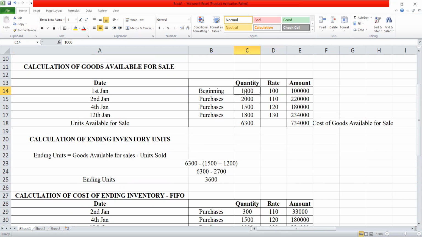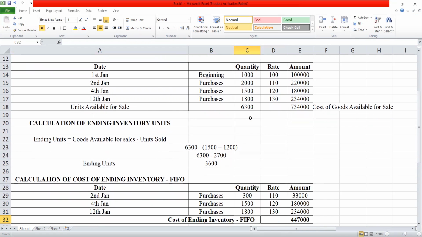So therefore, it is understood that the units we purchased last should be available in our warehouse. So let's calculate it from the end. Here is 1,800 units in the last. So we put that 1,800 units here as well, at 130, which comes to 2,34,000.